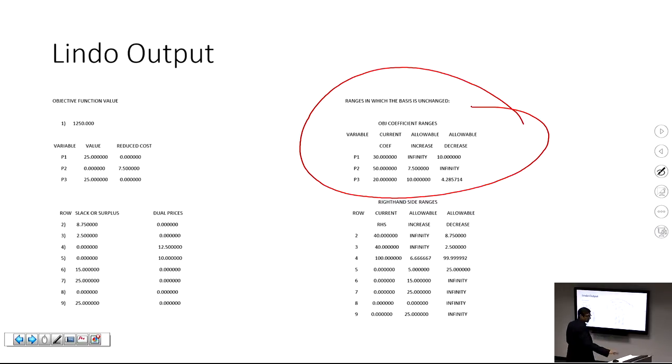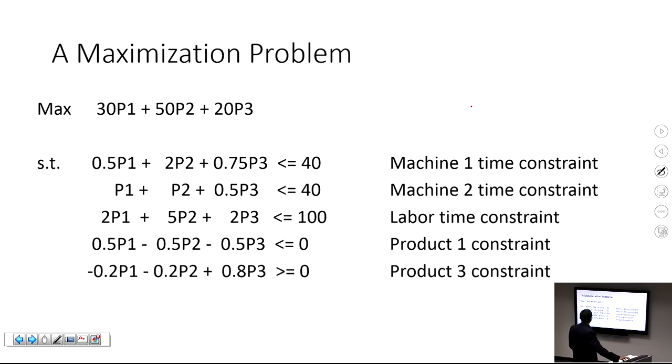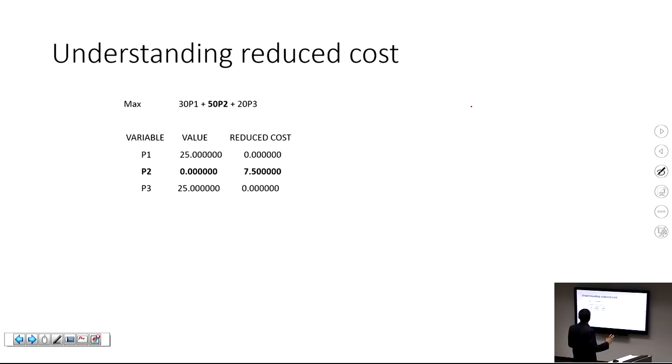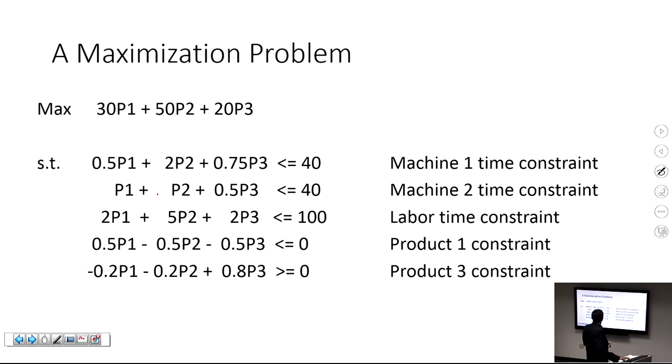So you essentially put this formulation in Lindo, you solve it using Lindo, and that's the solution you get. It tells you to make 25 of product 1, don't make any product 2, and make 25 of product 3. That's the solution. Now you are not making any product 2, right? So what would you need to do so that you can start making product 2?